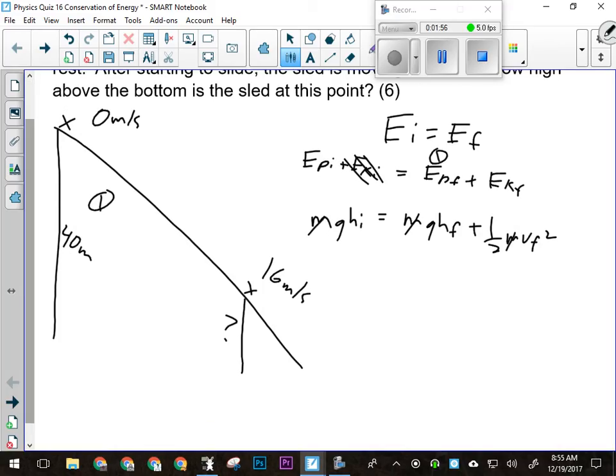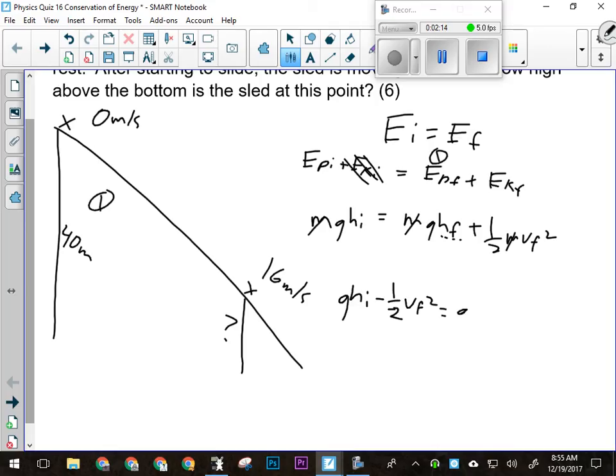Now what we've got to do is isolate HF. That's what we're looking for. So what we have to do then is bring the 1/2 VF squared over to the other side by doing what? Subtracting it. So we're going to have GHI minus 1/2 VF squared equals GHF. If they've got something kind of like this intermediate step here, that can be their 3rd mark.